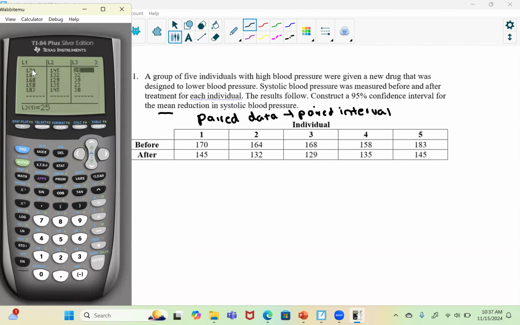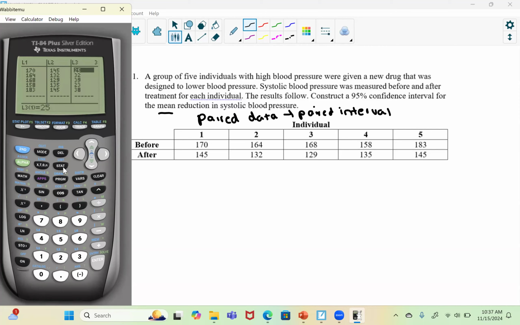And what it will do is it will subtract each L2 value from the corresponding L1. So this is like 170 minus 145 is 25. 164 minus 132 is 32, and that's what it does. And so it does it all for you, so you don't have to actually do it by hand. And it's very useful, especially when you have a long list of data.